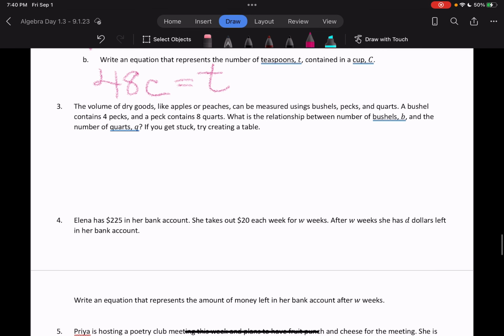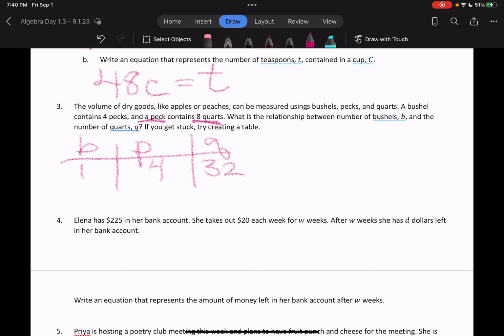Okay, number 3, the volume of dry goods like apples or peaches can be measured using bushels, pecks, and quarts. A bushel contains 4 pecks. So let's go ahead and create a table because we're talking about bushels, pecks, and quarts. So 1 bushel contains 4 pecks. A peck contains 8 quarts. So if we have 4 pecks, then we have 32 quarts.